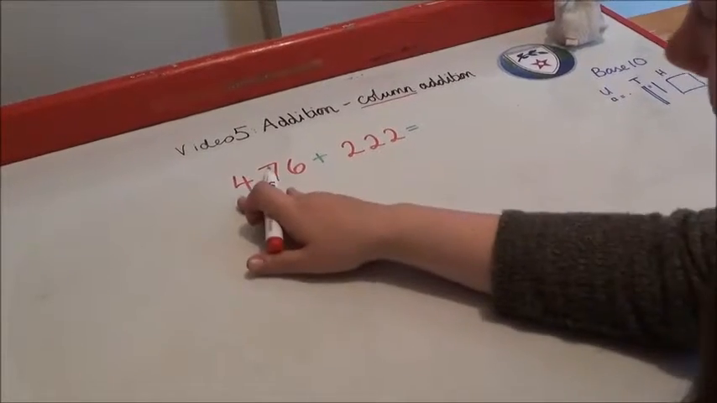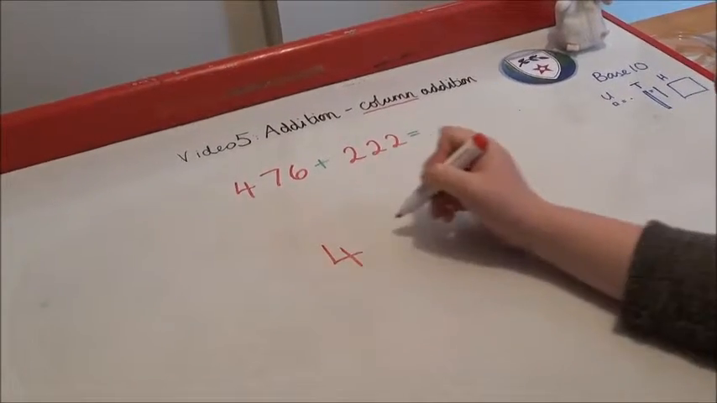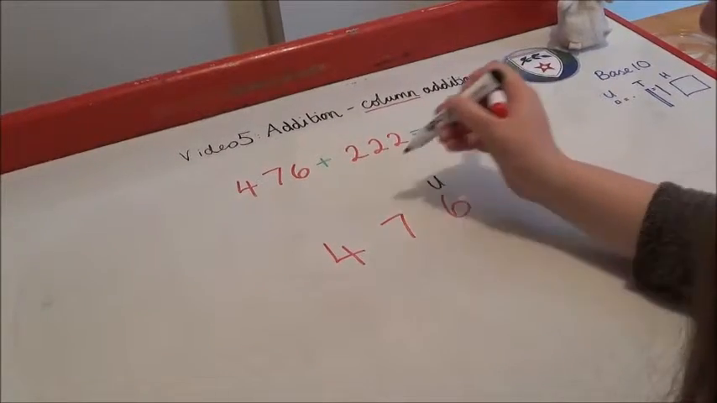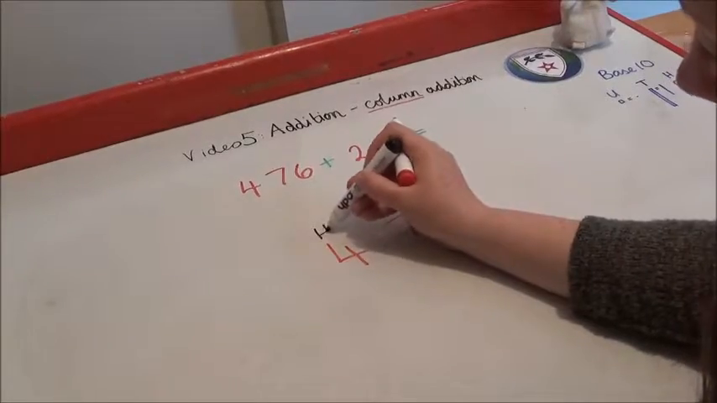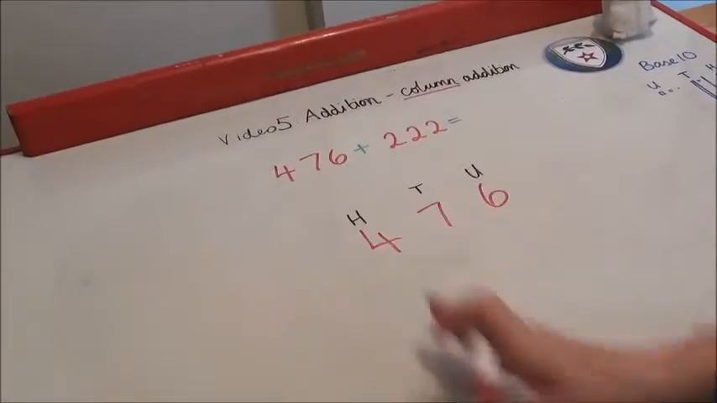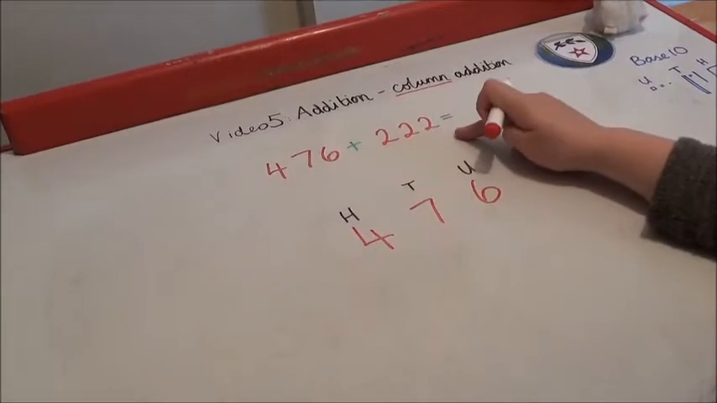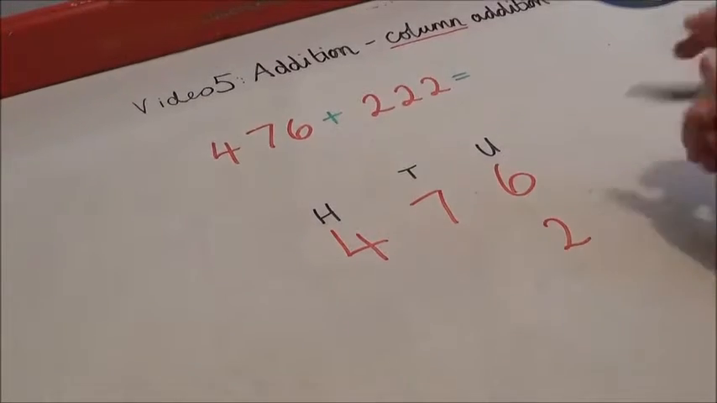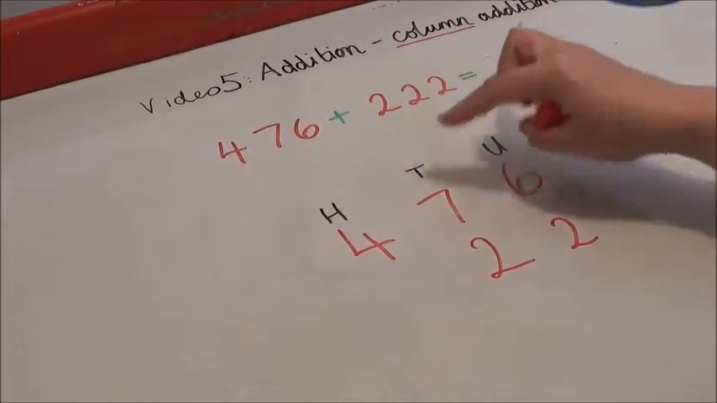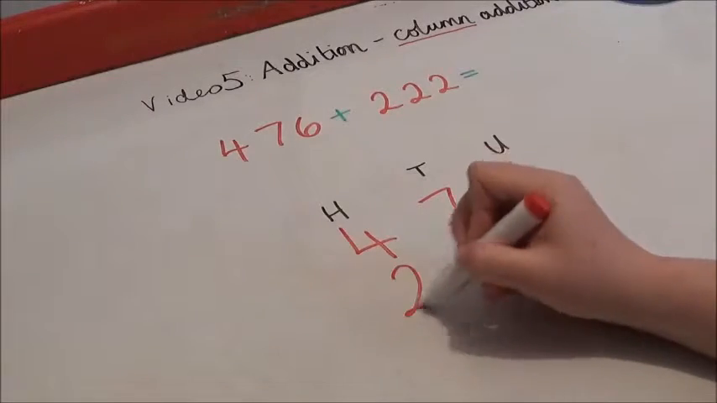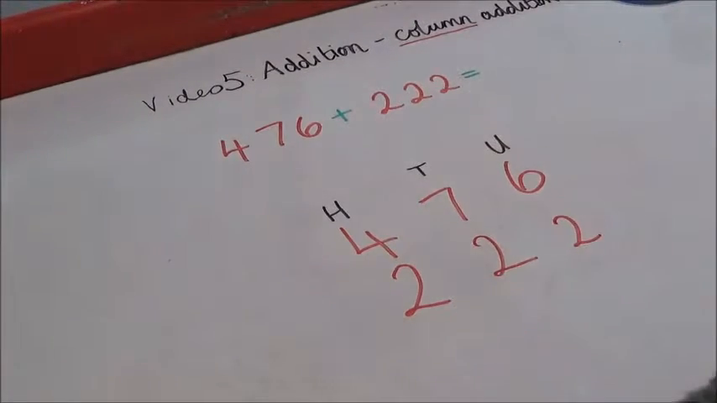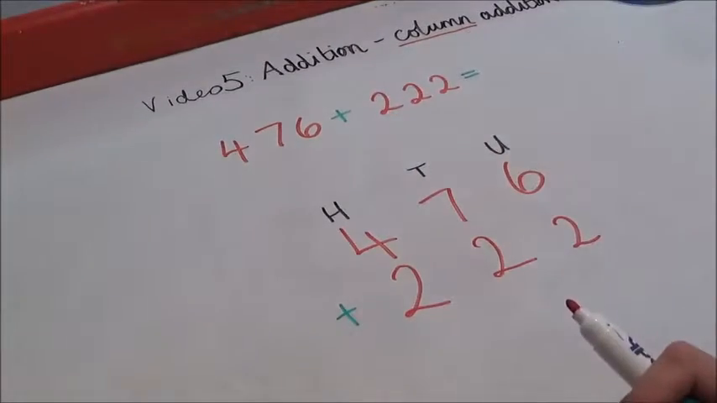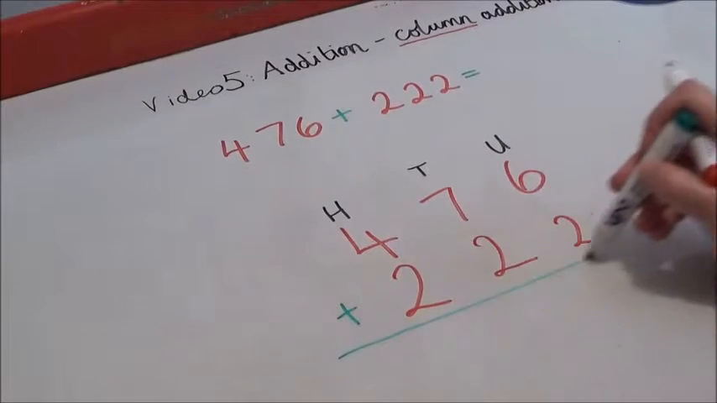So I'm going to write our initial number, 476. I've got 6 units, 7 tens and 4 hundreds. I'm going to put them in their column positions. I'm going to line up 222. So I've got 2 units going into the units column, 2 tens going under the tens column, and 2 hundreds going under the hundreds column. I'm going to use my operation there, and I'm going to say I'm going to make these ones bigger because I'm adding. I'm then going to say what is that equal to.